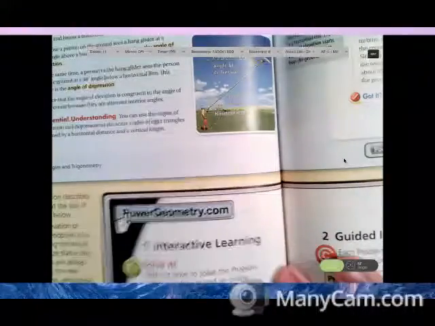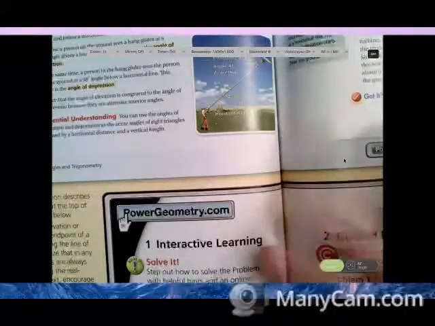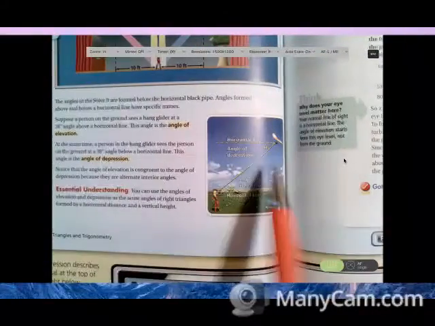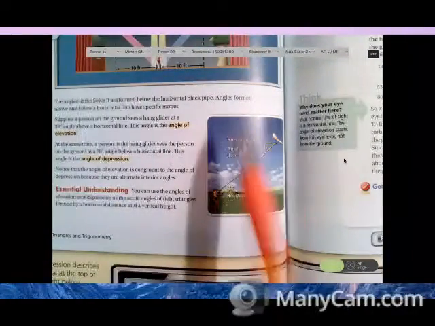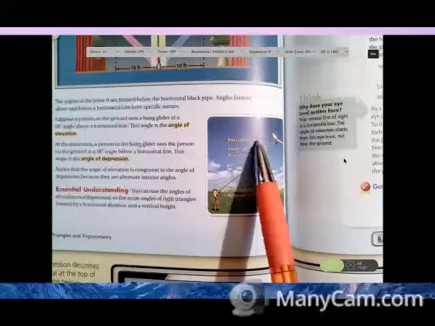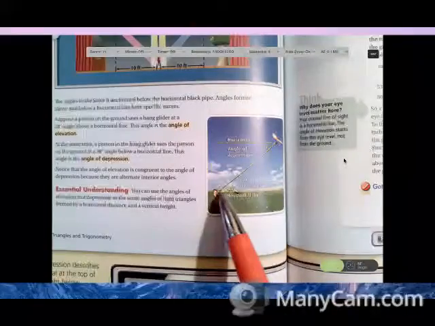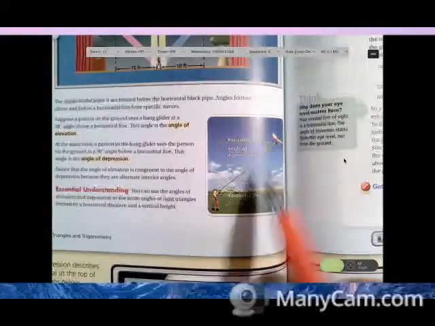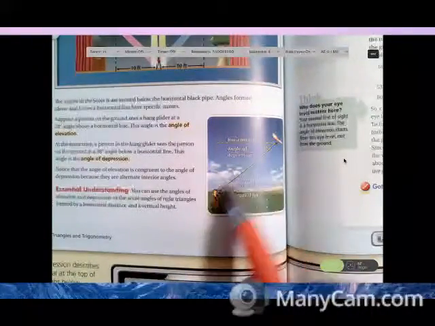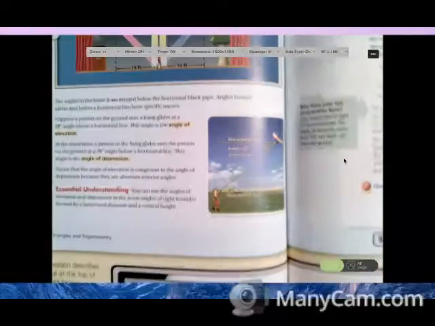Alright, we are in section 8.4, angles of depression and elevation. If you look at this diagram, for the angle of depression, the horizontal line comes from the top, and the angle is formed like this. With the angle of elevation, the horizontal line is formed at the bottom, so therefore your angle is going to be formed like that. Alright, so let's look at the first problem.